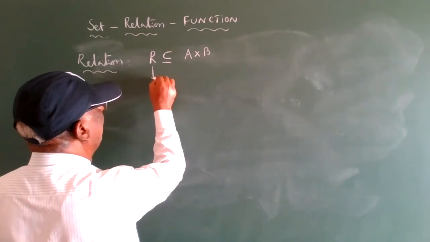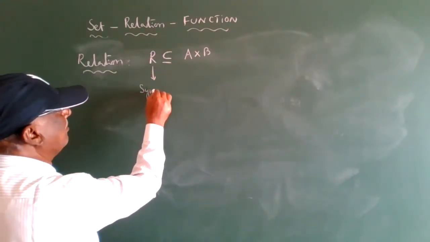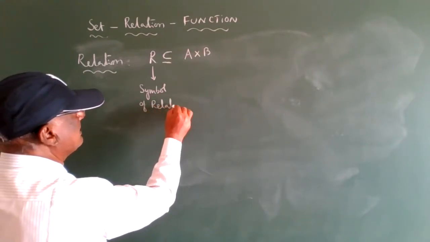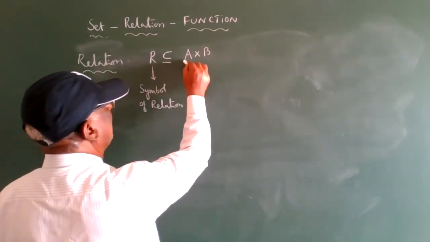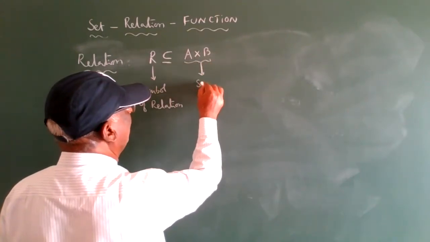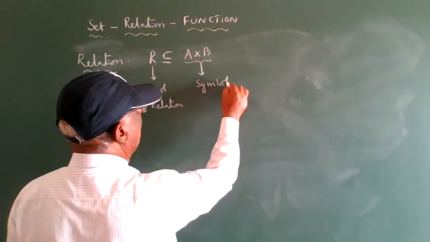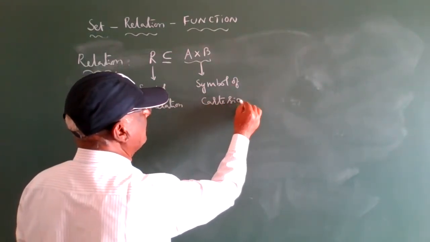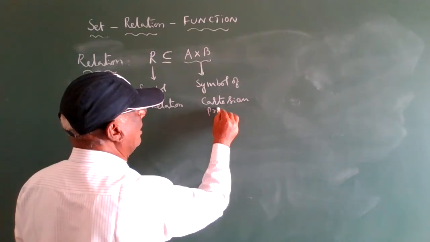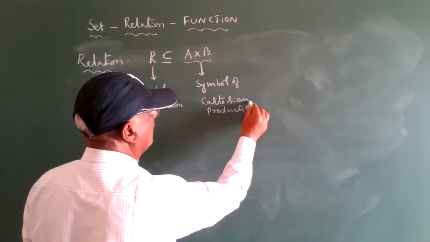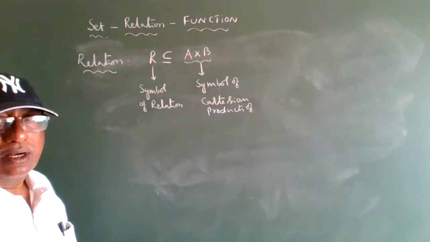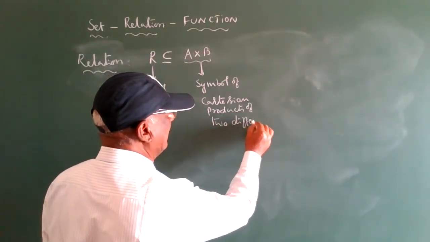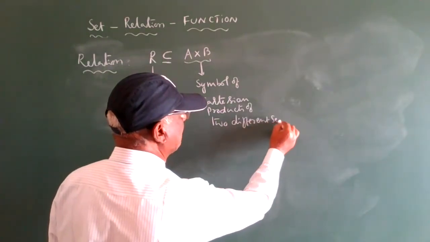R is the symbol of relation. And A cross B is the symbol of Cartesian product. Cartesian product of two different sets, not a single set. Two different sets.